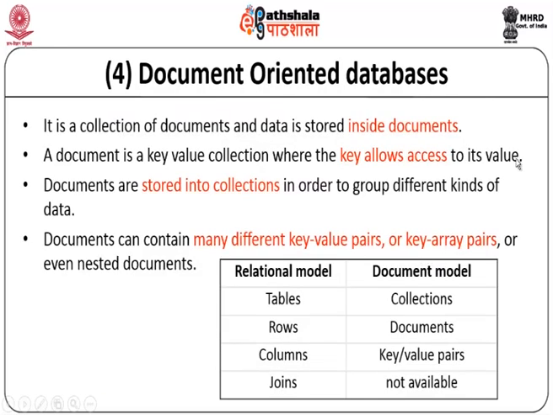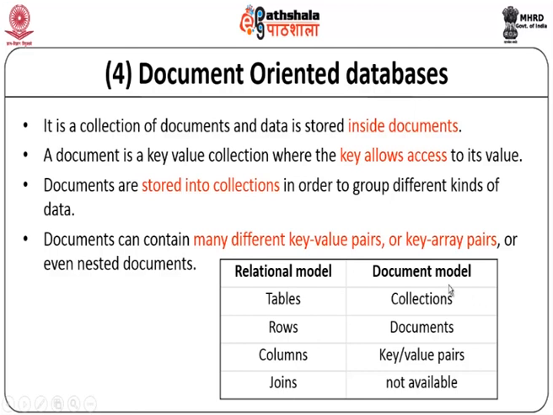Then the fourth type of database is document oriented databases. A document oriented database is actually a collection of documents, and the data is stored inside documents. When we call something a document, a document comprises key value pairs or key value collections. These keys help in accessing the values that are present inside the document. Documents are stored into collections in order to group different kinds of data. Documents can contain many different key value pairs or key array pairs, or even nested documents. In other words, a document internally may contain another document.